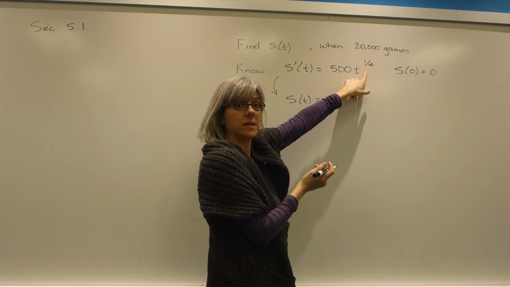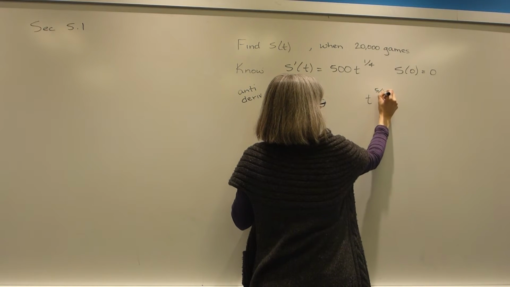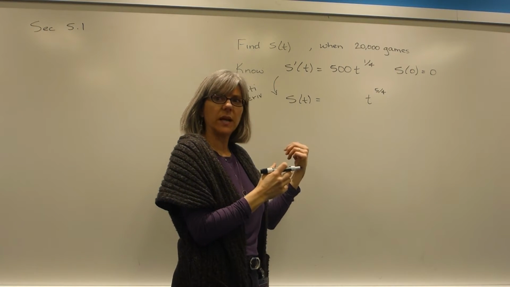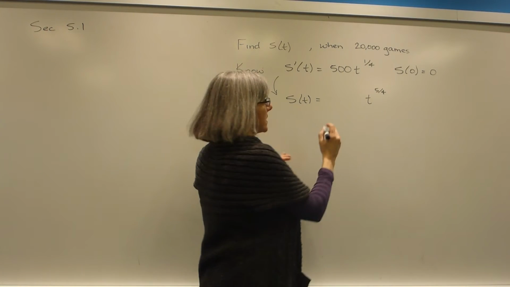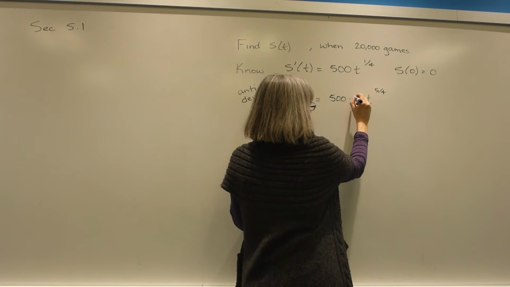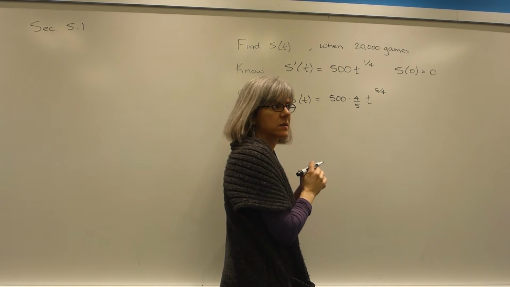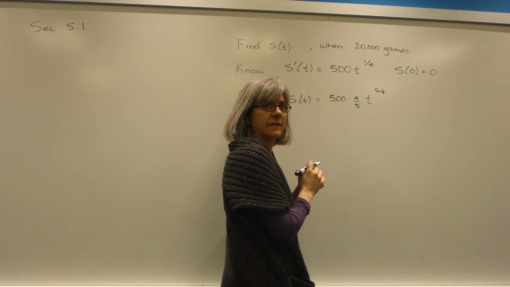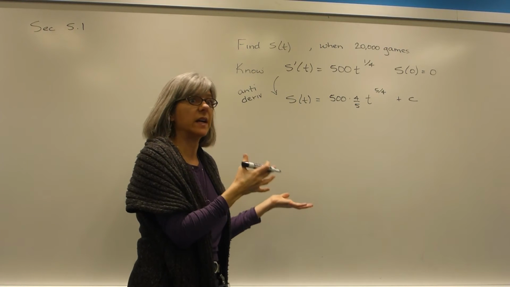So we have to raise this exponent by 1, 5/4, and then divide by it or multiply by the reciprocal. I think multiplying by the reciprocal is a little bit easier way to think about it. So 500, reciprocal of 5/4 would be 4/5. And then what else do we need? Plus C. Always have to have a plus C until we find it.